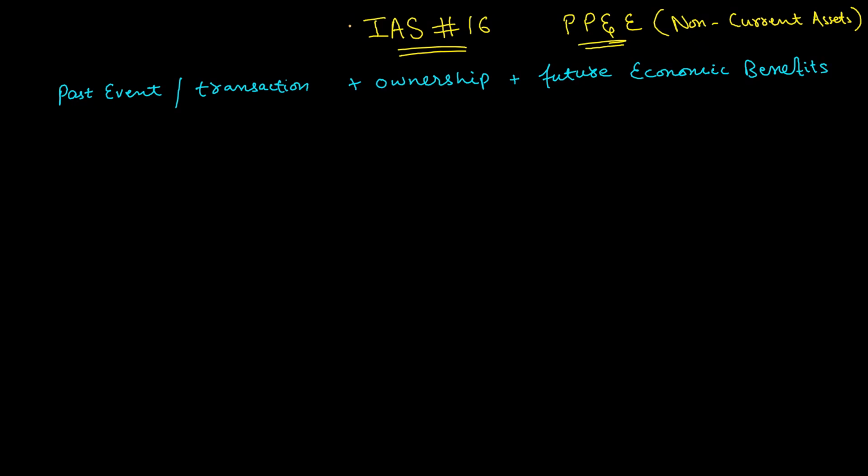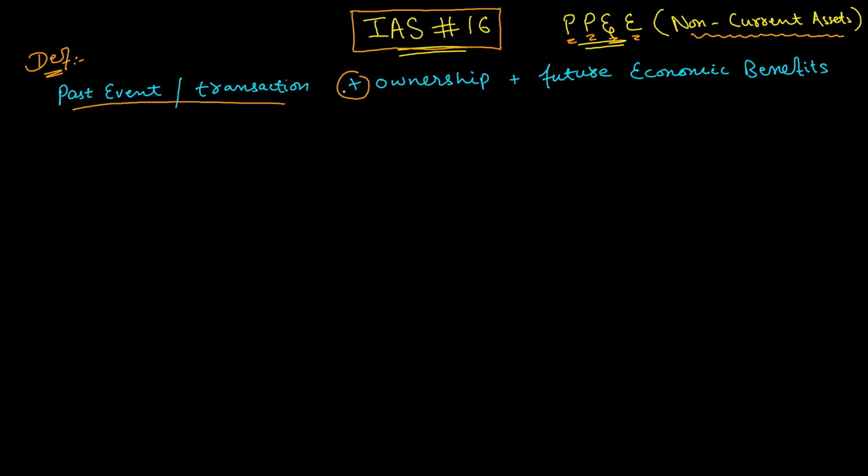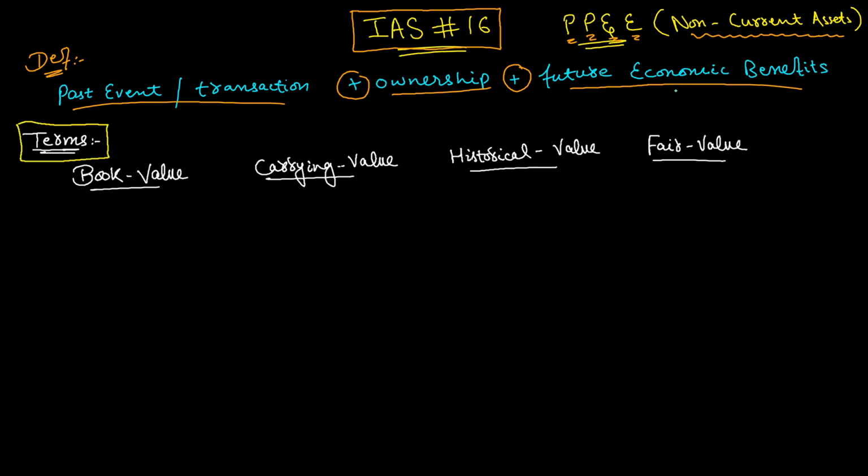In this video we will talk about IAS 16, which deals with property, plant and equipment. In other words, we are talking about non-current assets of the company and how to record them. So first of all, the definition of an asset: it is something which arises as a result of any past event or transaction, which is owned by the entity, and from which future economic benefits are probable. Now next we have a few terms you should be familiar with.